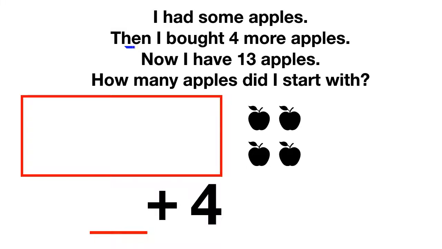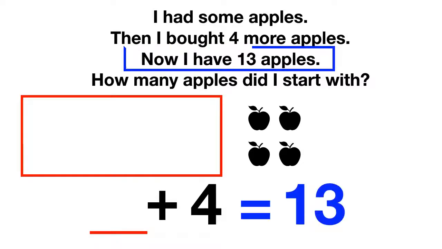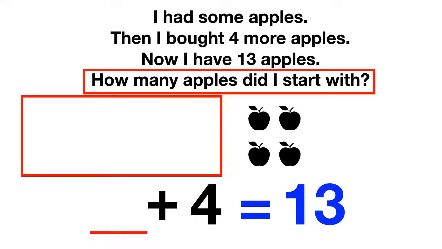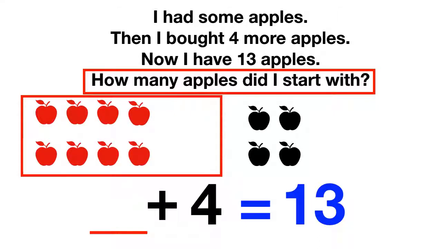Next, the problem says, now I have 13 apples. This lets us know that after this, we have a total of 13 apples. To figure out how many apples I started with, we need to count. We know we're adding 1, 2, 3, 4, and if we count on from there, we can go 5, 6, 7, 8, 9, 10, 11, 12, 13, stopping when we get to 13. Now we can count up how many apples we started with. 1, 2, 3, 4, 5, 6, 7, 8, 9. I started with 9 apples.